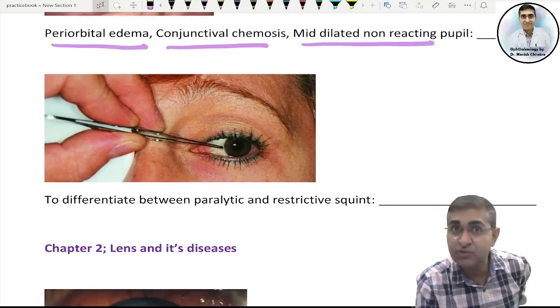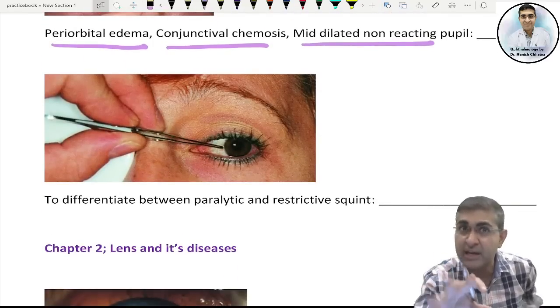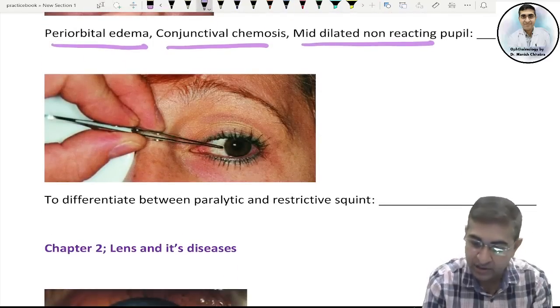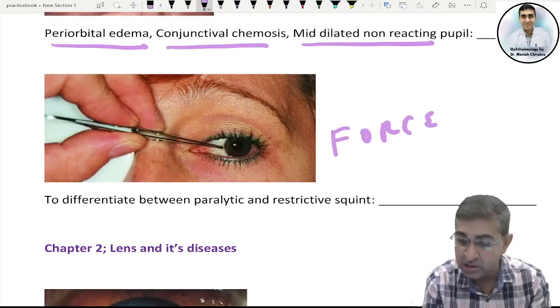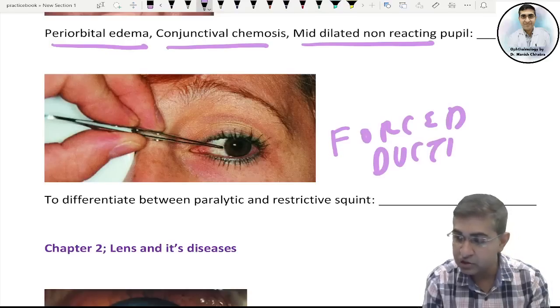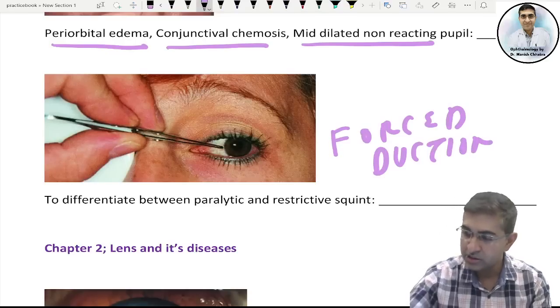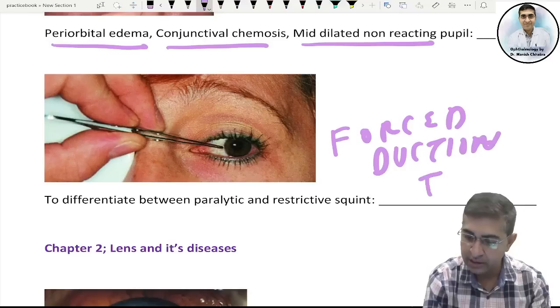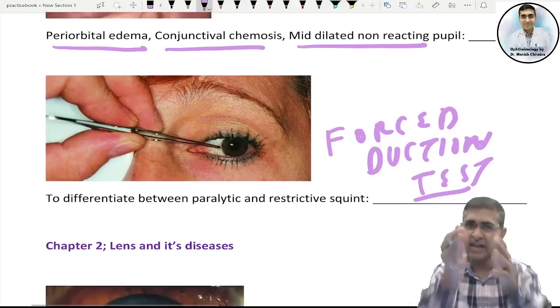This is the test which you use to differentiate between paralytic squint and restrictive squint. What is the name of the test? This is forced duction test. So this is forced duction test. So what is forced duction test? I give you an example.